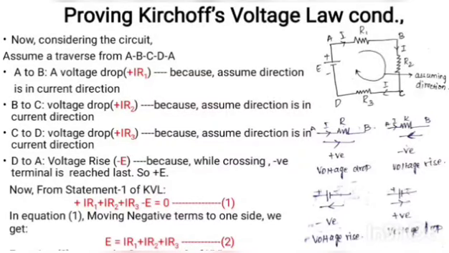The direction of the current in the CD branch is the same as the assumed direction. So both the branch current direction and the assumed direction are the same. So it is given as a positive IR3. But here, see, the assumed direction touches the negative terminal of the battery. If the assumed direction touches the negative terminal of the battery, I take it as a negative voltage rise. So it is a minus E.